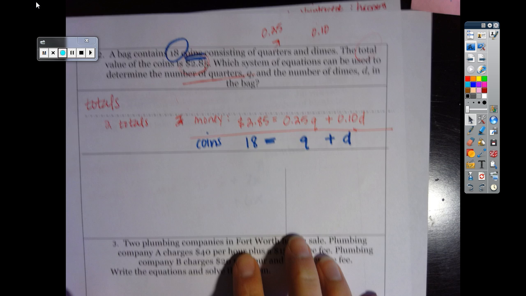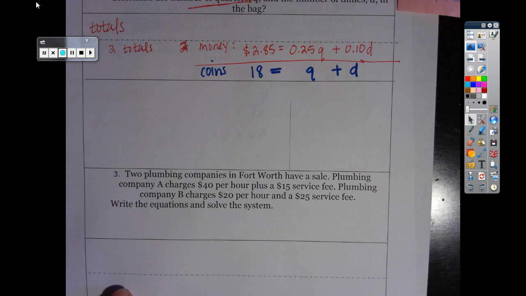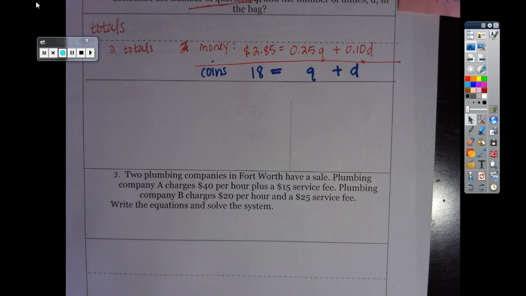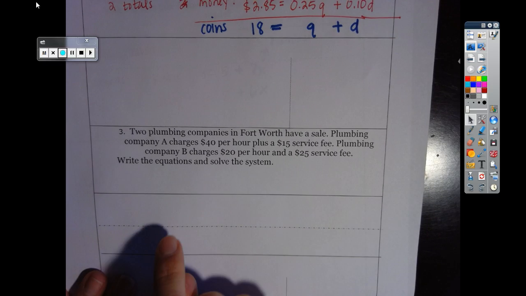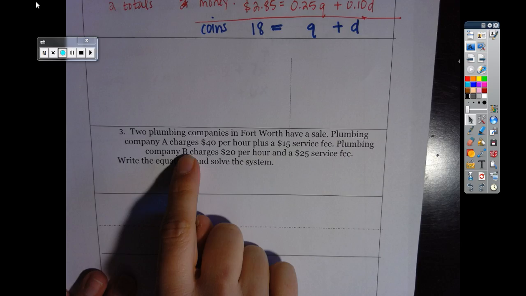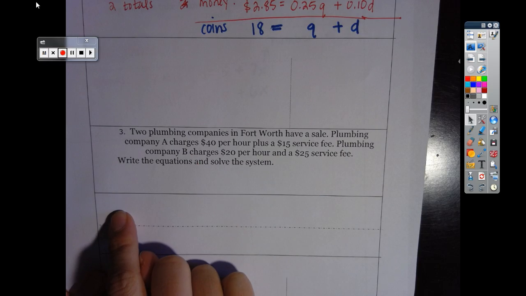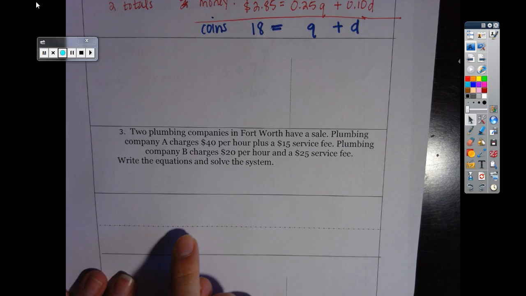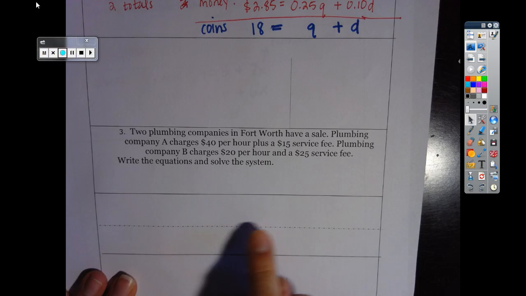So what you're going to do now is go ahead and write on this one. You're going to write the 2 equations. If you have totals, or the same amount, you're going to write the 2 things that you have, and then write your equations.